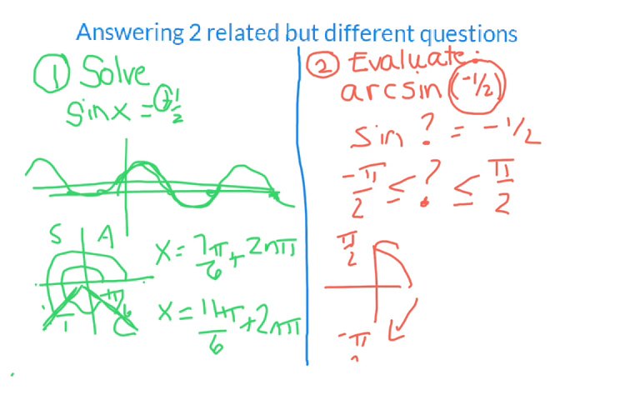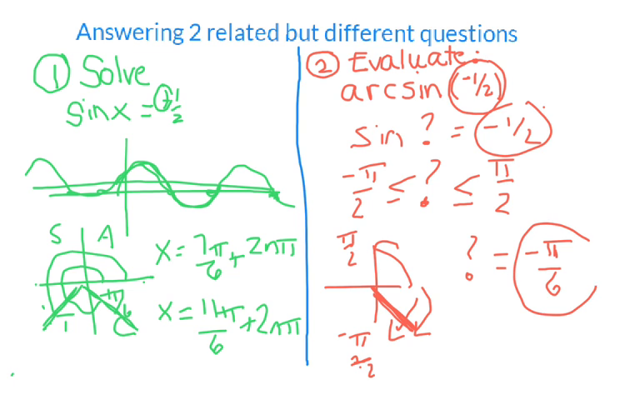And so since it's negative, since we're trying to find when the sine is negative a half, we definitely want this quadrant. And the answer will be negative pi over 6. So the question mark, which is the angle, will be negative pi over 6. No plus 2n pi. This is it. It has exactly one answer, because the arcsine function is one-to-one.